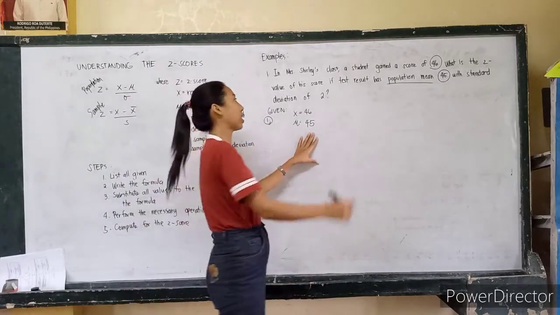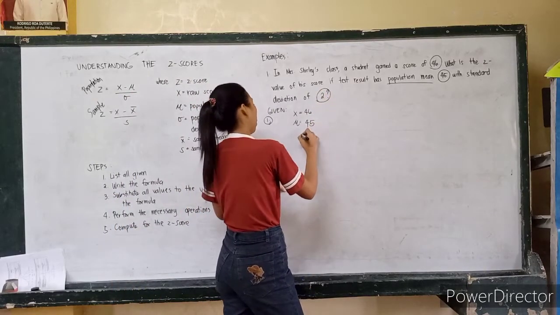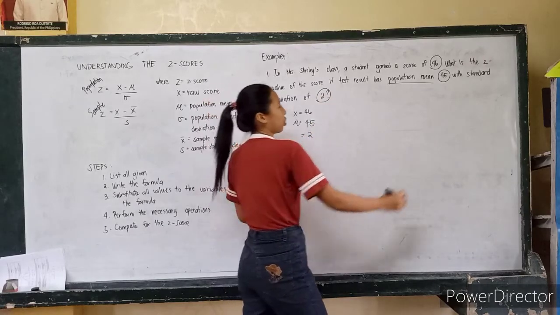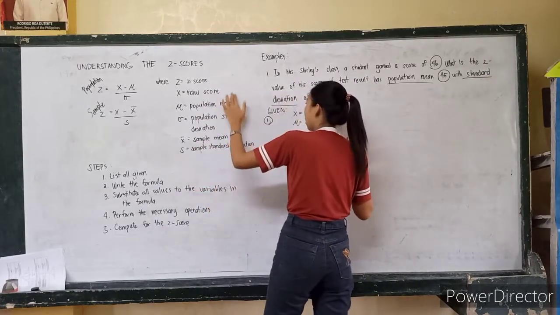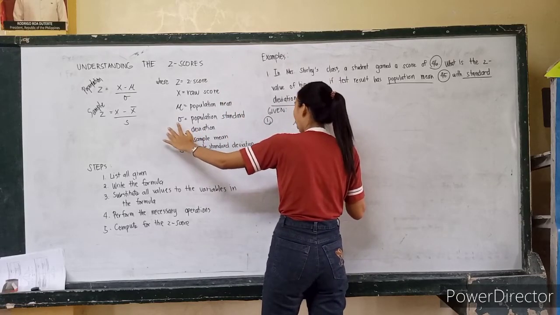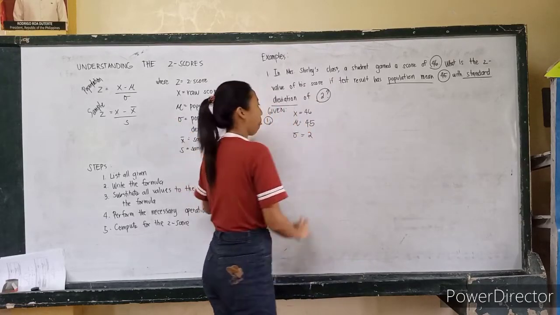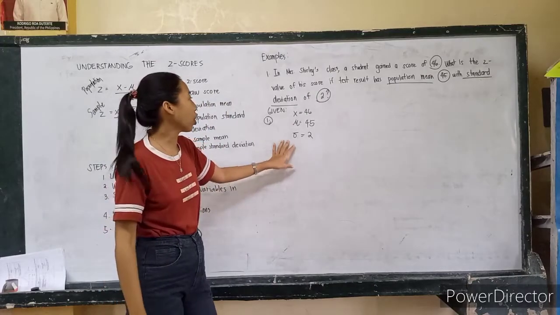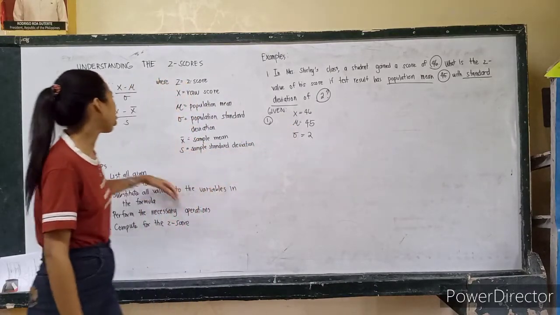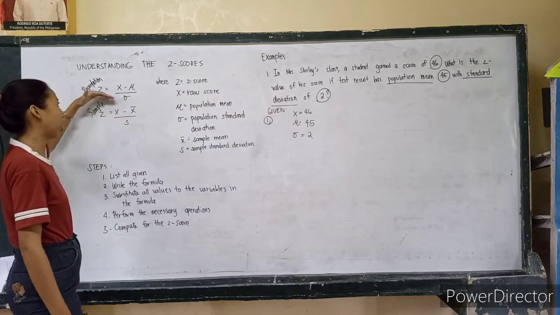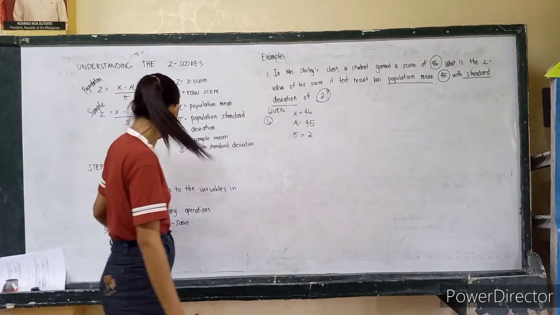Last number that you can see is 2. What is 2? That is your standard deviation. What is the symbol for standard deviation? Sigma. Okay? Therefore, you have X, you have mu, you have sigma. Which of the two formulas are we going to use? That is step number 2.